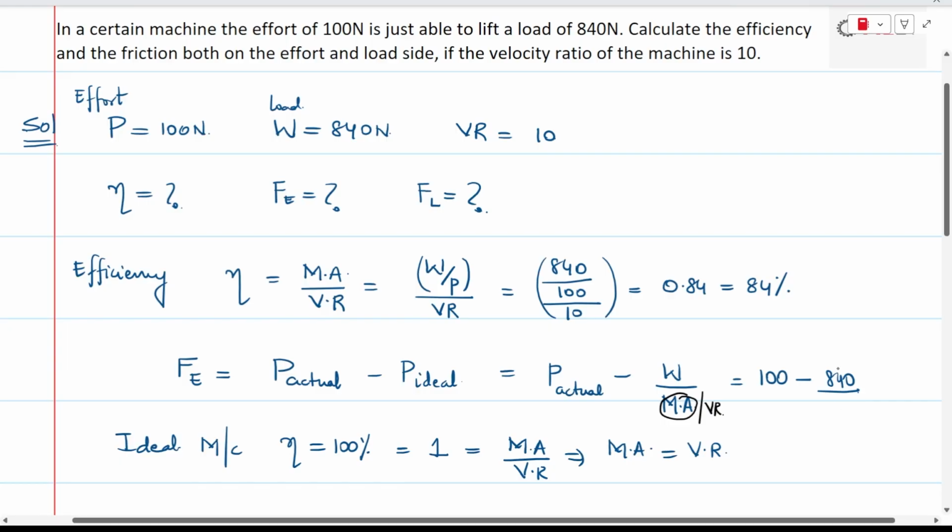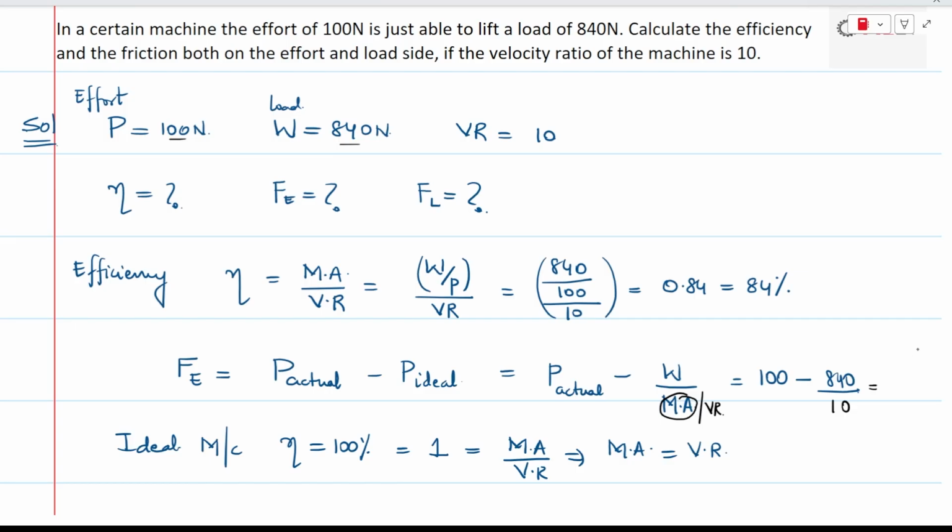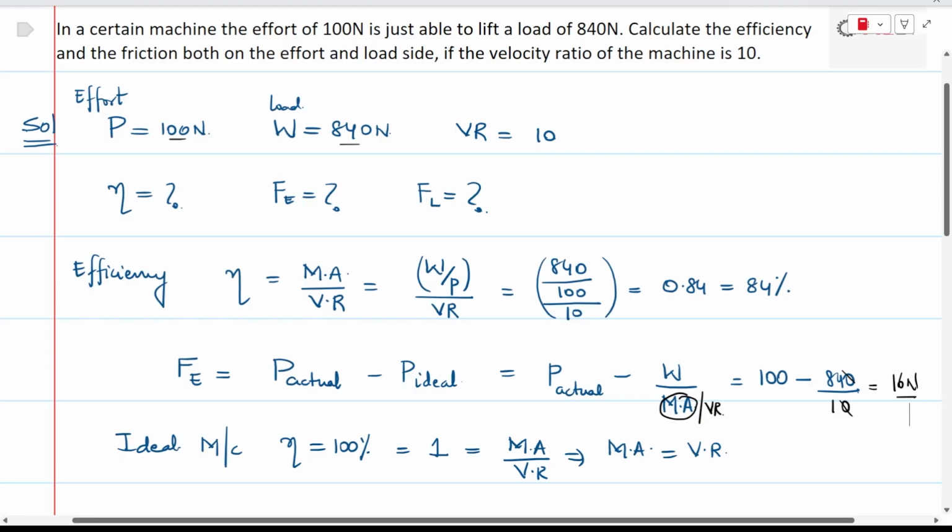VR is taken as 10. This is the actual loading condition that has been imposed on the machine, so don't take 0.84 as the mechanical advantage here. The velocity ratio needs to be taken. So this is 100 minus 840 by 10, which is 84, and that is equal to 16. 100 minus 84 is 16 newtons, the friction lost at the effort side.